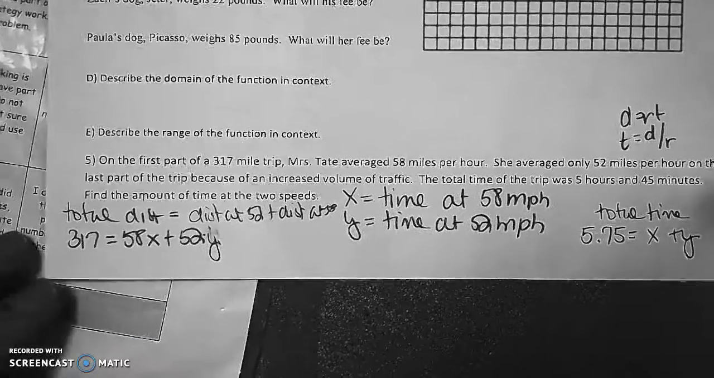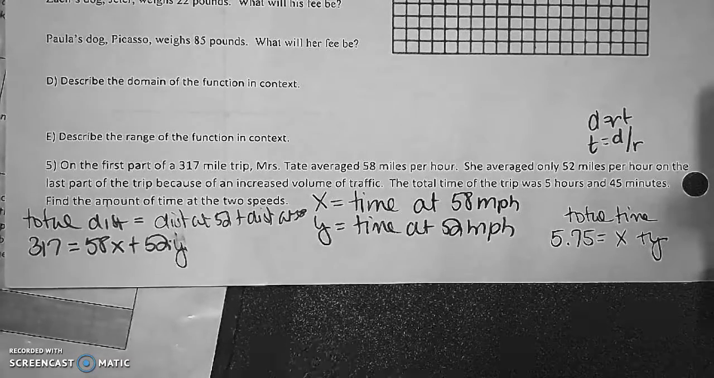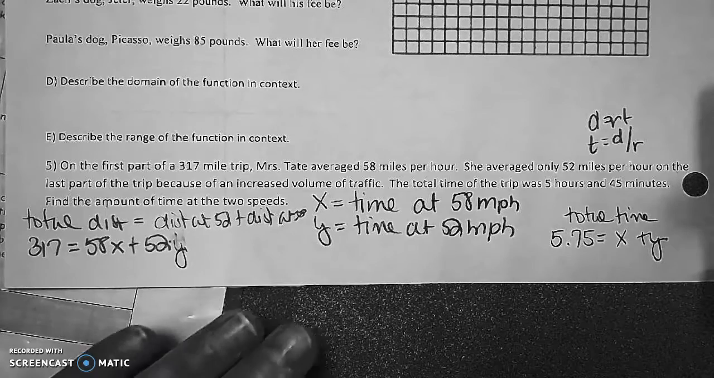All right, so next I was asked about number 5 here. So on the first part of a 317-mile trip, Miss Tate averaged 58 miles per hour. She averaged only 52 miles per hour on the last part of the trip. The total time was 5 hours and 45 minutes. Find the amount of time at each speed.